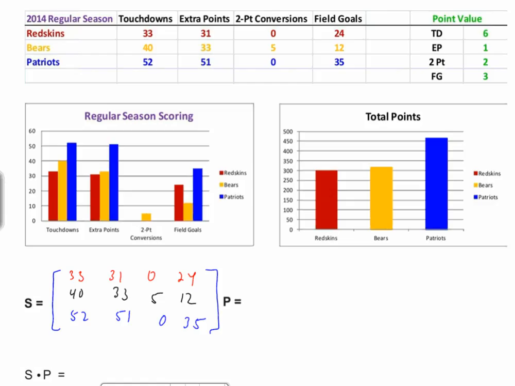And then I'm going to do a matrix for the point value. And this is just one column, right? 6, 1, 2, 3, just like you see the data represented.